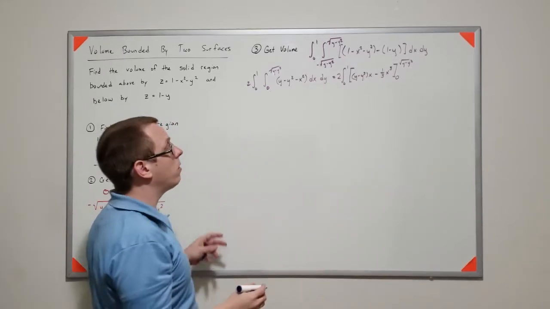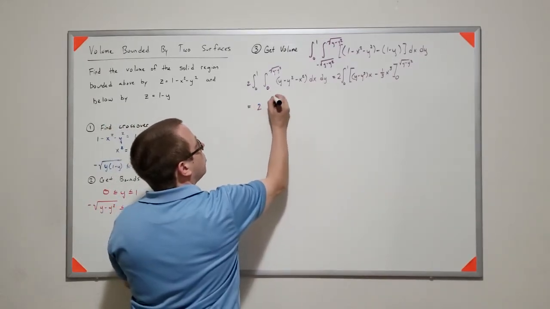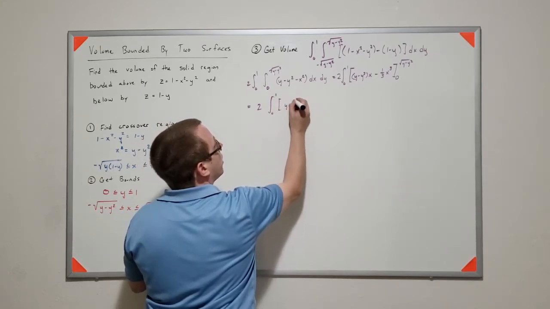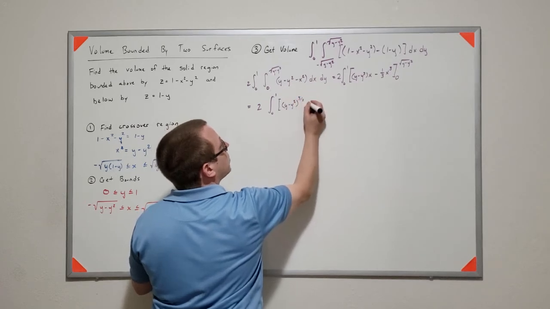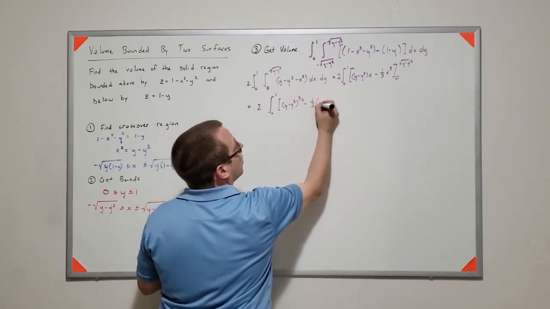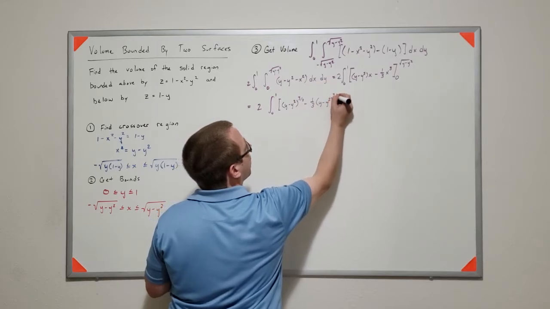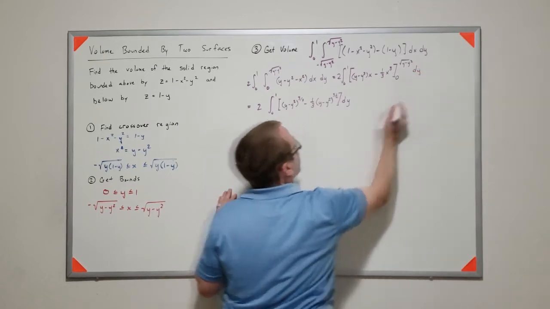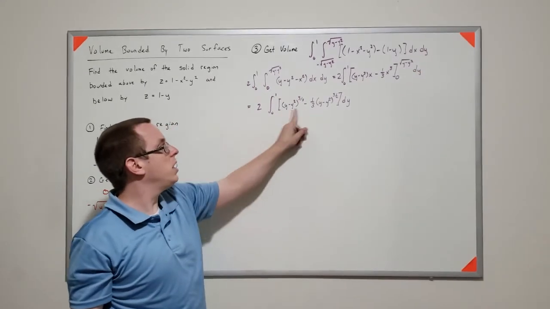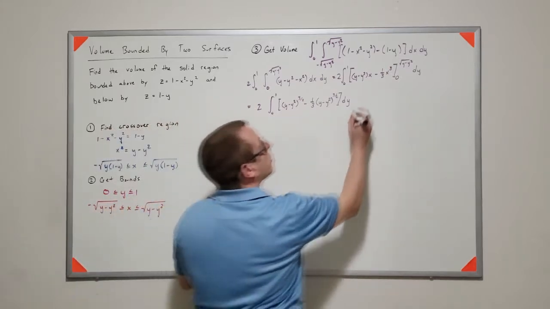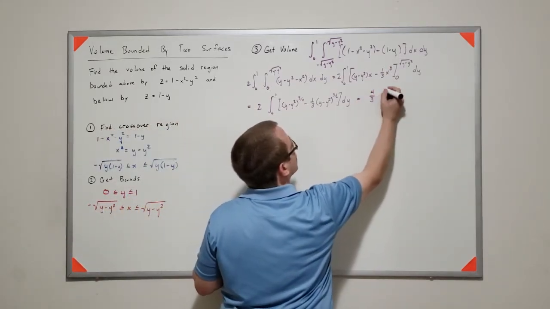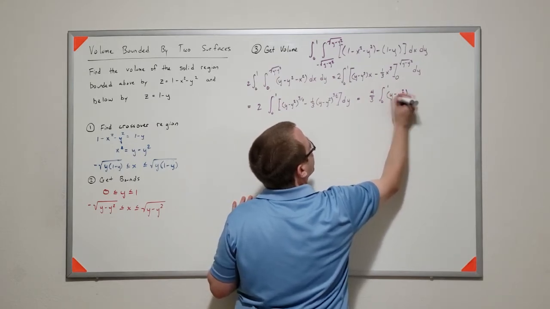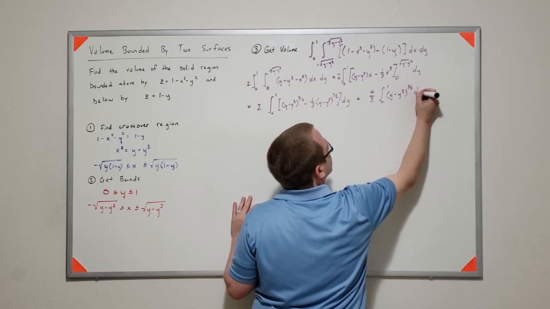This is really going to help me out here because now I have 2 integral from 0 to 1 of (y minus y squared)^(3/2) minus 1/3 (y minus y squared)^(3/2) dy. So these are the same thing. So this is really just 2/3 of this thing. So I get 4/3 integral from 0 to 1 of (y minus y squared)^(3/2) dy.